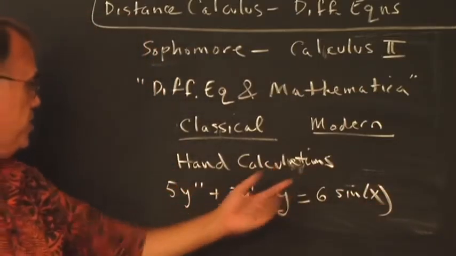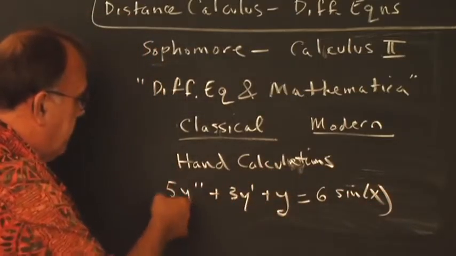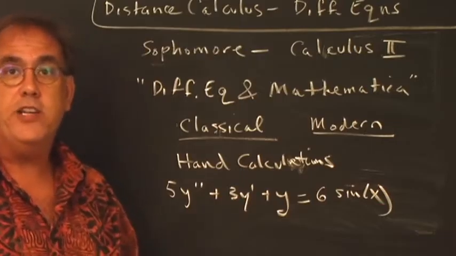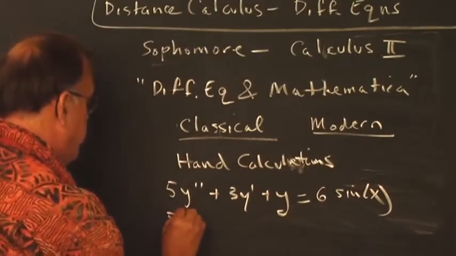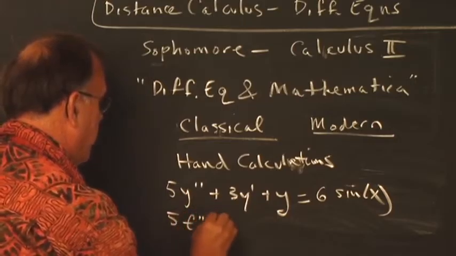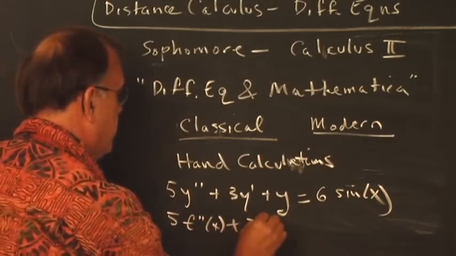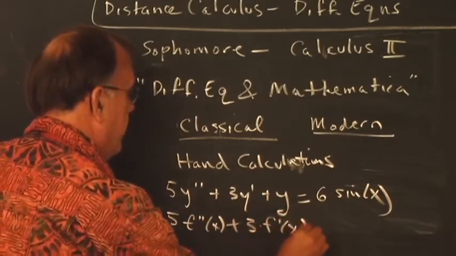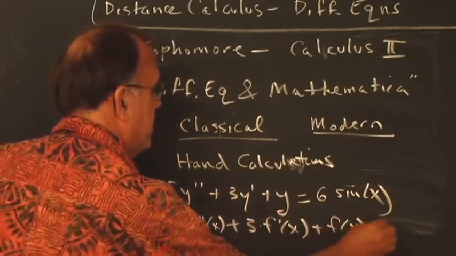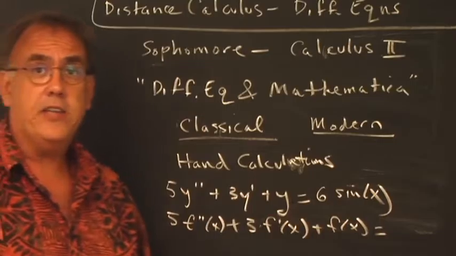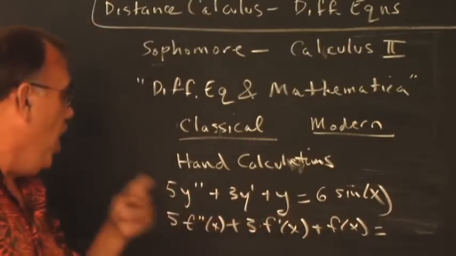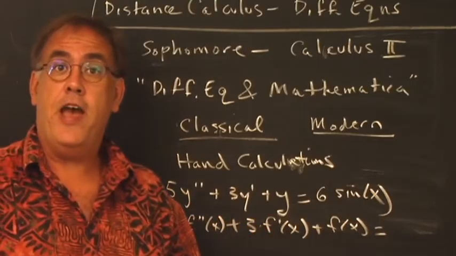This is a differential equation, and this is actually a function. It's y. We write it as y, but what we really mean is a function. Written in function notation, it would be 5f double prime of x plus 3 times f prime of x plus f of x equals 6 sine of x. And you're solving for that function now.